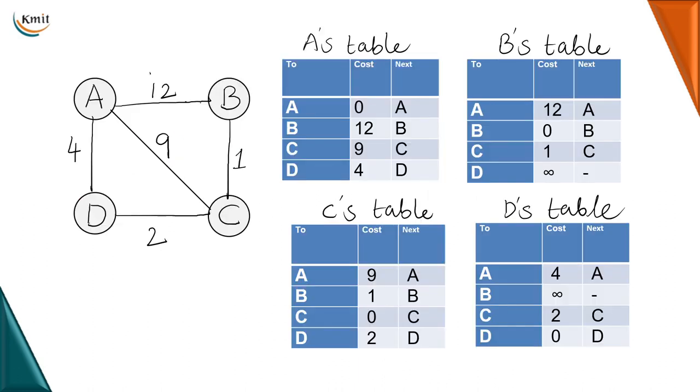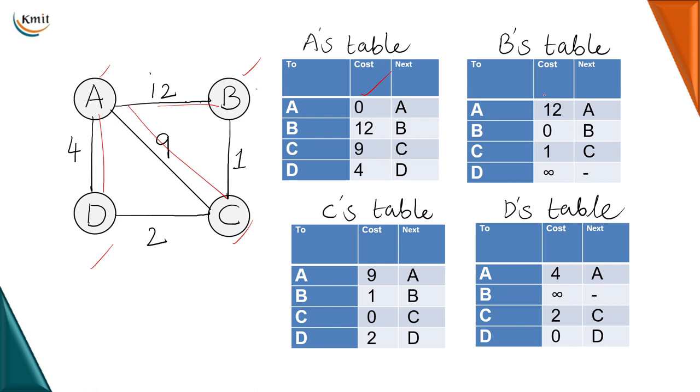Now let us take up an example. What is the first step? We will go according to the algorithm. The first step is initialization. Every node will initialize its own distance vector table with the distances to its neighbors. A to A, the distance is 0. A to B is 12. A to C is 9. A to D is 4. Outgoing lines: A to A is A only, A to B is B, A to C is C, A to D is D.